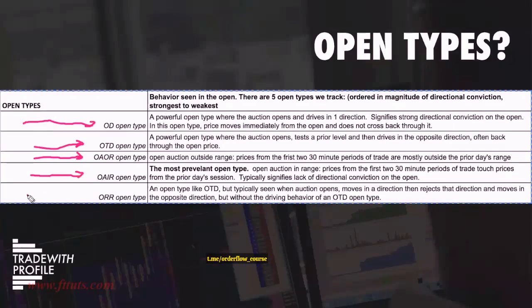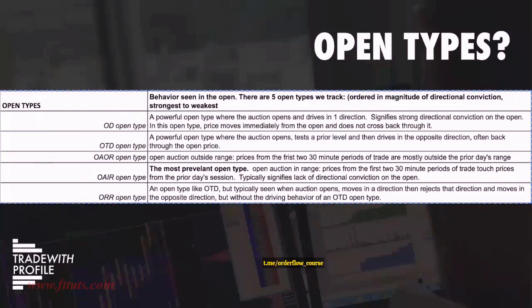And then somewhat rare to be seen, although we have one today, is an open rejection reverse open type. It's a little bit like the open test drive, just not as violent, but it still ends in the same type of behavior. So these are the open types that we observe, from the strongest, the open drive, down to the least convicted and rare, the open rejection reverse.